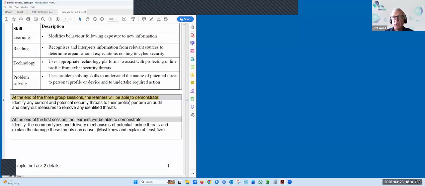At the end of the 3 sessions, the learners will be able to, you could say, calculate the percentage of wastage in a batch of bread mix, or record the observations of a patient, including the basic body temperature and so on and so forth. And in this case, because it's about cybersecurity, it says identify any current and potential security threats to their profile, because you're talking about your online profiles. Perform an audit and carry out measures to remove any identified threats. So there's 3 key things in here.